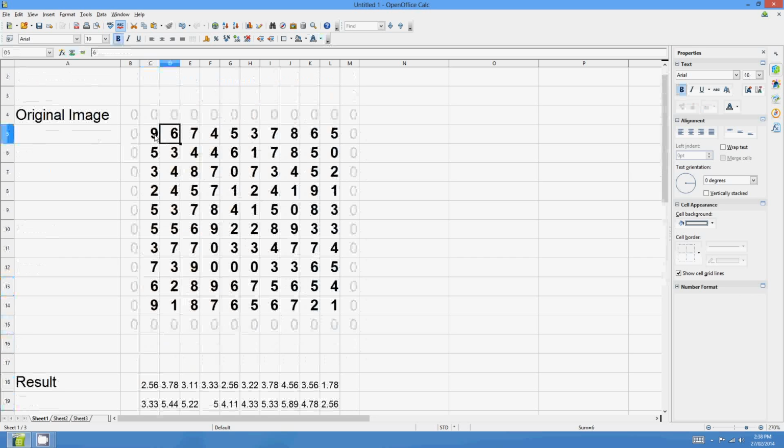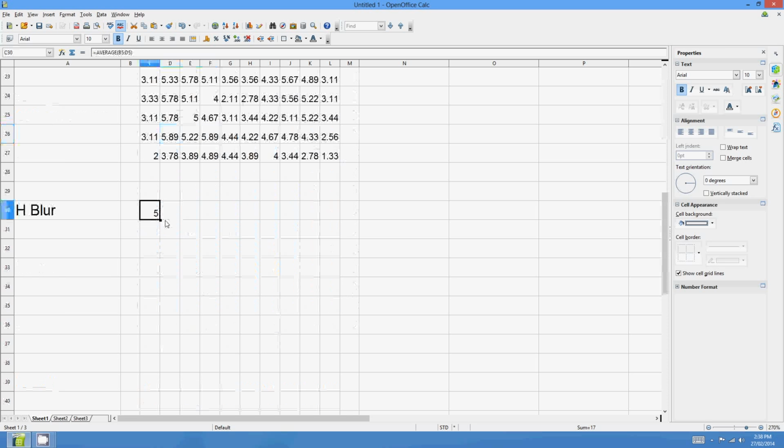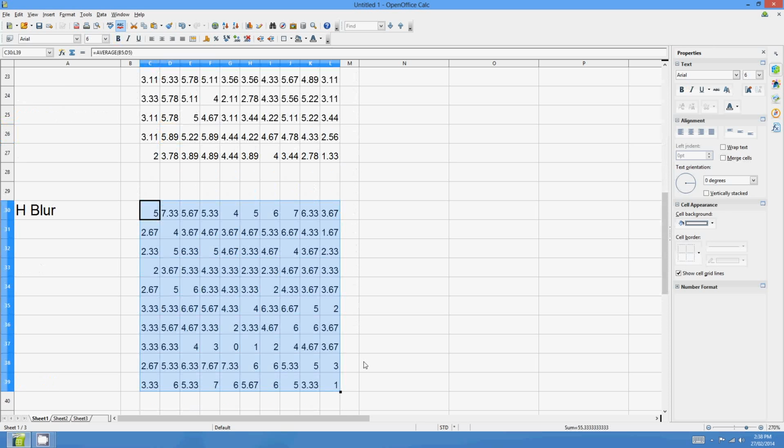So the next 3, for this 6 just here, you would calculate the average of those 3. And then for the 7, you'd calculate the average of those 3, etc., until you get all the way through your entire image. Horizontal blur, pretty easy, really. Okay, so that's the values from our horizontal blur.